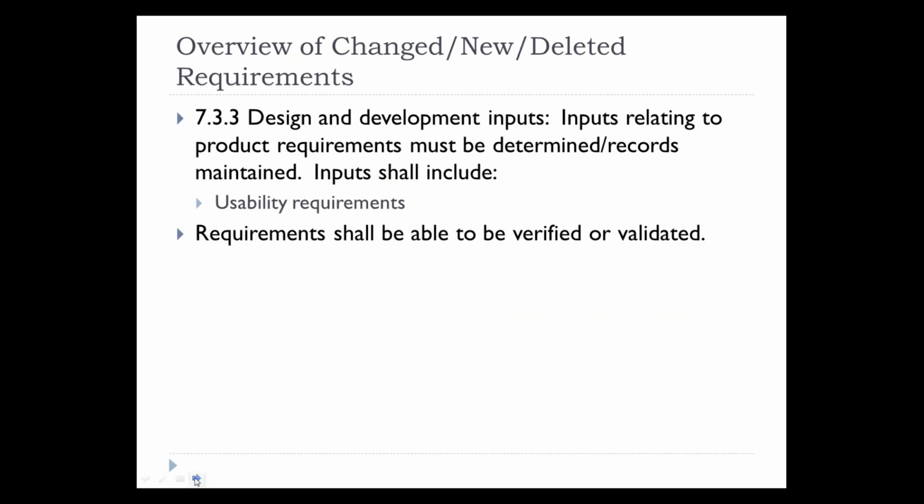Design and development inputs. Inputs relating to product requirements must be determined and records maintained. They clarify that a new input is usability requirements, and they clarify that requirements shall be able to be verified or validated. So looking at the outputs through the verification or validation process, we need to see that they're all being met.